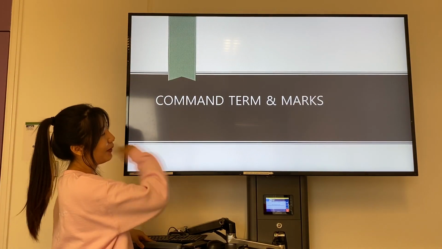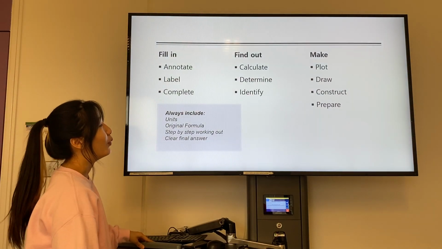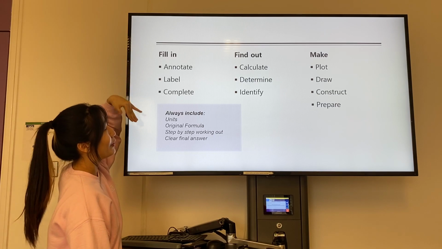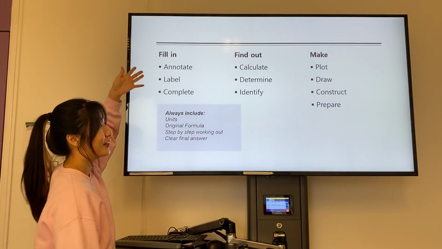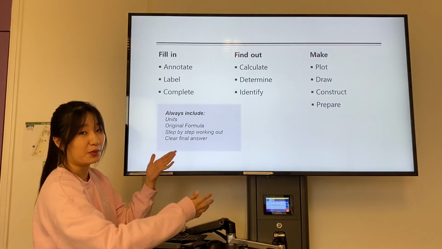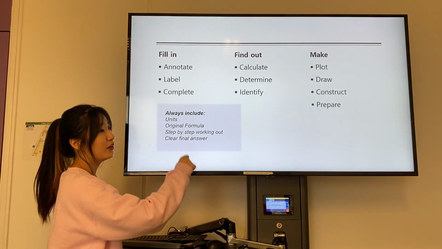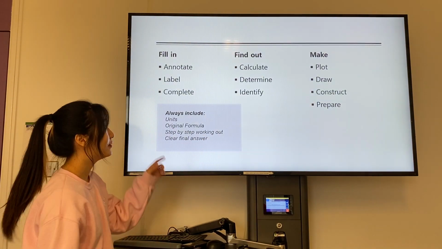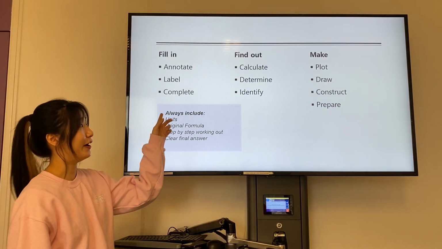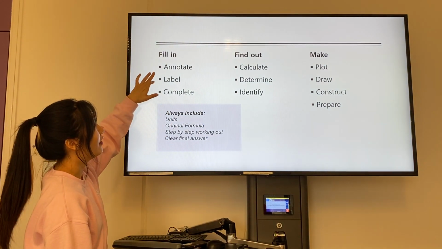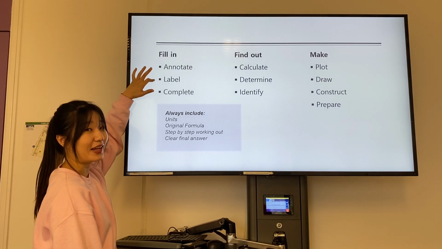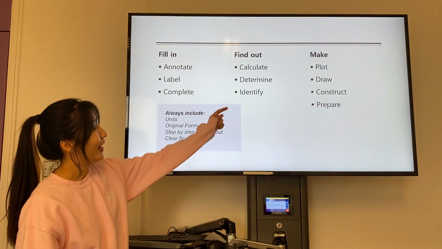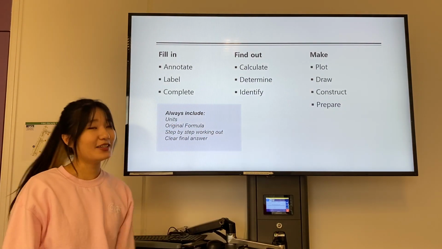So these are some command terms and marks, where you get your marks. If the question says annotate, label, or complete, it means fill in. It's gonna give you a graph or some kind of a table or diagram, and you just have to write in the blanks. Okay? Labeling usually requires arrows, but these are the fairly easier questions that are worth 1 to 2 marks each.